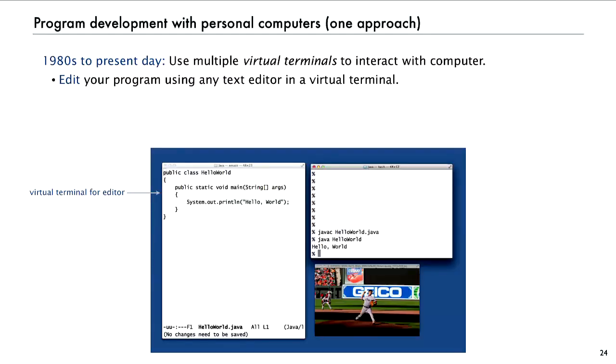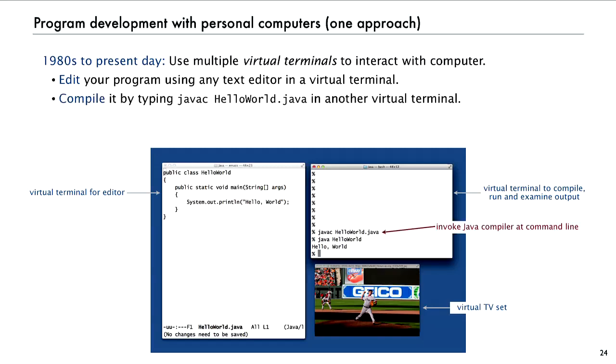So this is just what my screen usually looks like when I'm programming. There's a virtual terminal for the editor. And then I have a different virtual terminal that I use to compile, run, and examine the output. I usually also have a virtual TV set, maybe with a Red Sox game on it. No, virtual TV set, virtual terminal, you get the idea.